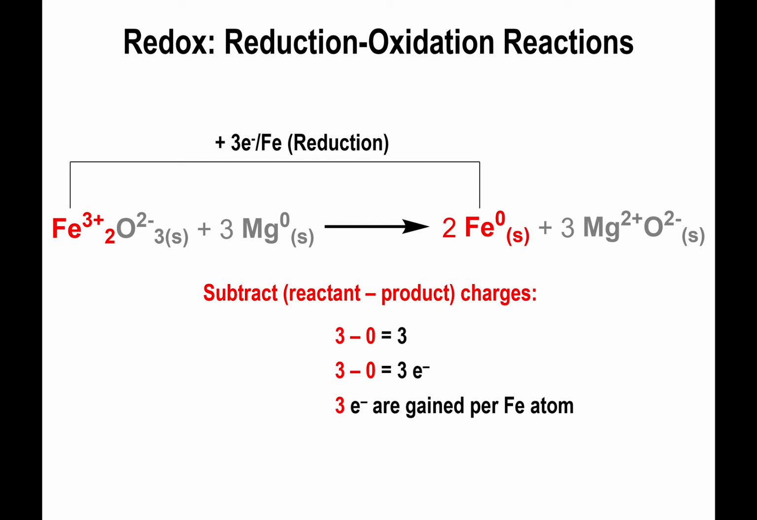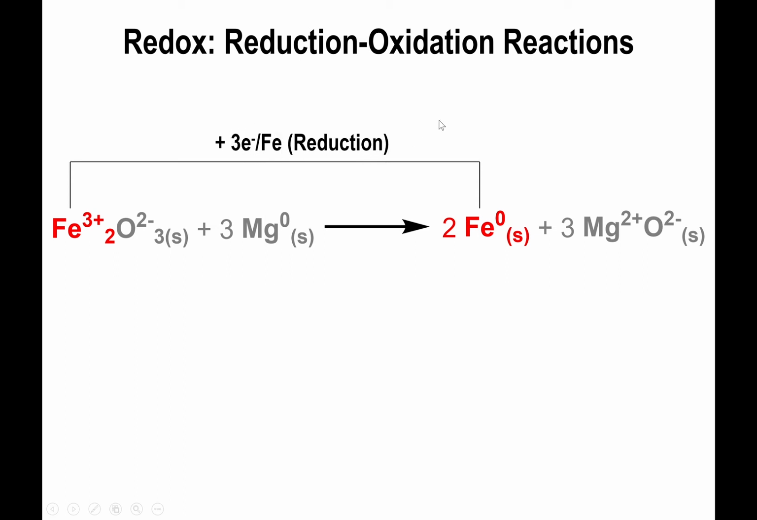Because you're gaining electrons, we call this a reduction. And another way to look at it too is that the charge is being reduced from 3 plus to 0. So that's another way to look at it. But the definition is that you're gaining electrons. That's what we depict as a reduction.